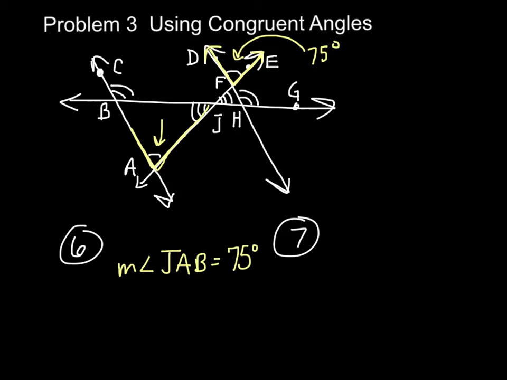Number 7 says the measure of angle GHF, that's this angle right here, is 130 degrees. That's the one with 2 arcs. And then JBC is right here. That's also 2 arcs. They're congruent, so we know that is also 130 degrees. So the measure of angle JBC is also 130.